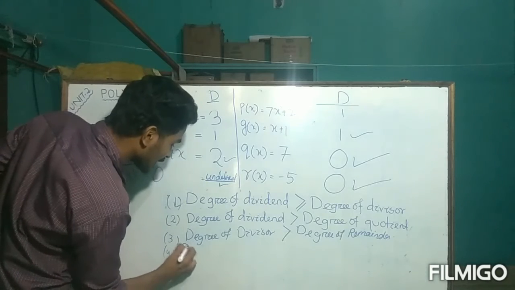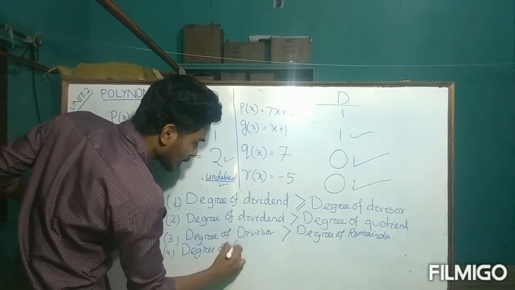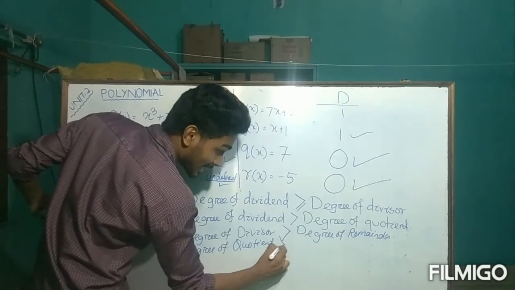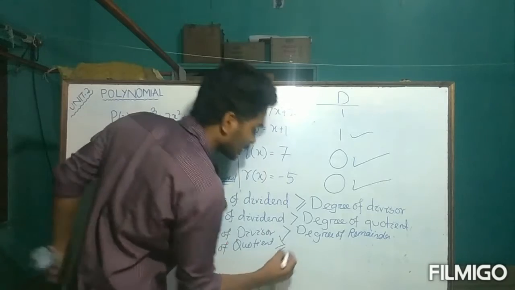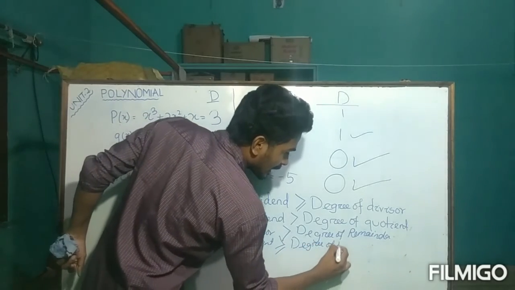So combined, you can say the degree of quotient is greater than or equal to the degree of remainder.